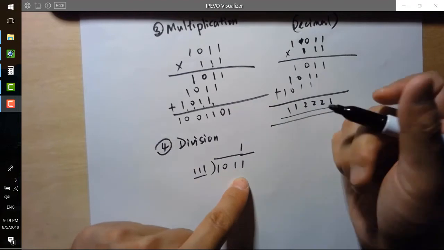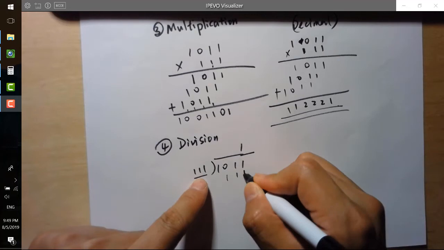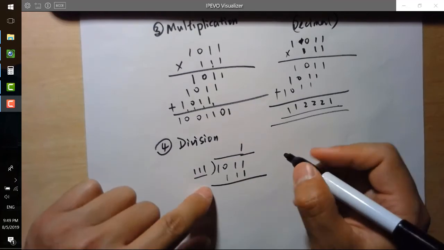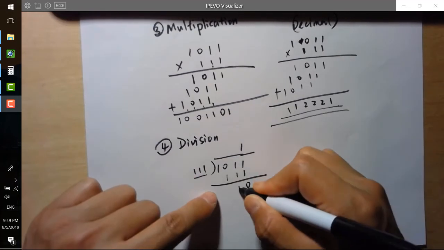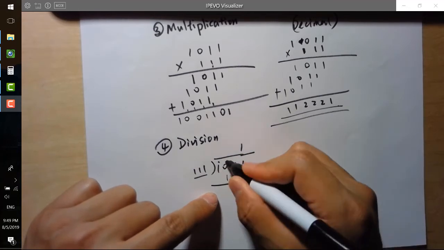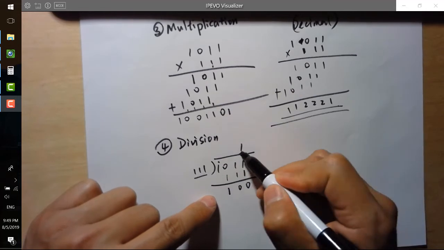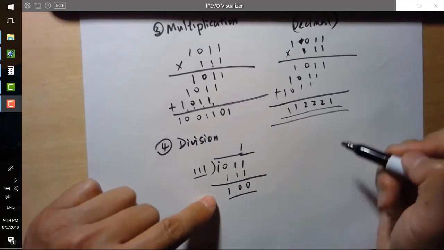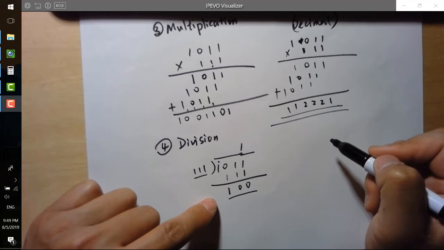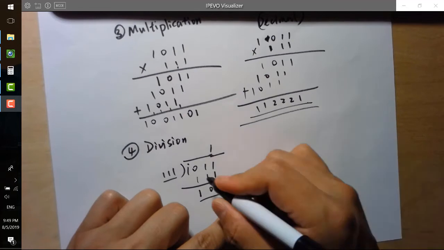So we need a 1 here. So 1 times 111 is going to be 111. And what's left over here? It's going to be 0, 0, and 0 minus 1 is, you borrow, you get a 2, 2 minus 1 is 1, right? So that's the result, and that's the remainder, okay? That's a pretty simple example. And now let's add a 1 here after that.